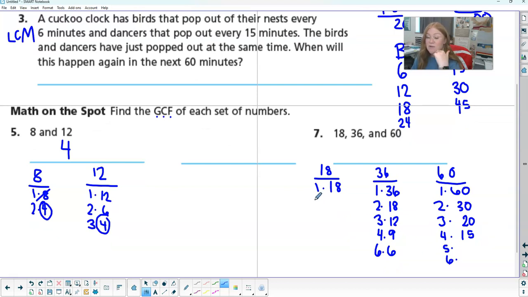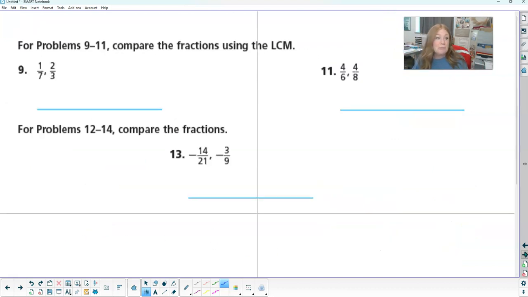So I want you to see if you can finish those. I'll even come back and help you out. 2 and 3 both go into there. So see if you can find the missing numbers. And then you need to find the one that is the biggest on all 3 lists. Has to be on all 3. And then which one is the biggest.